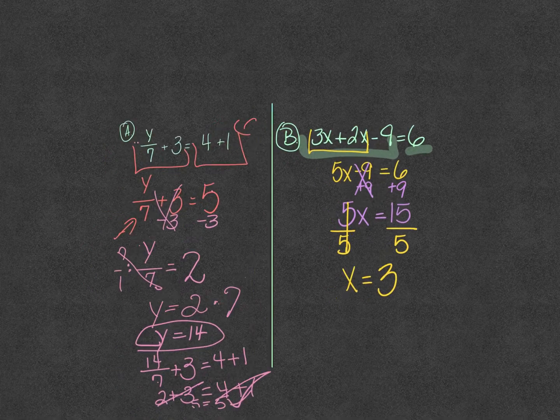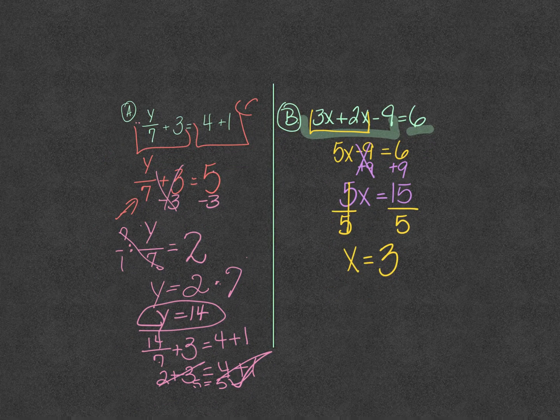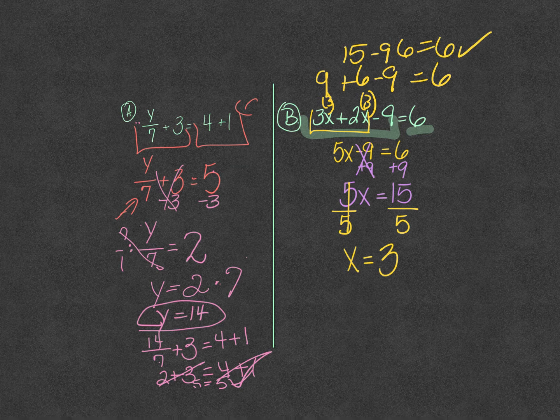Now, if I bring it back up here this time and I'm going to check my answers, I'm going to multiply 3 times 3, 2 times 3, okay? Which 3 times 3 is 9, plus 2 times 3 is 6, minus 9 equals 6. All right, so 9 plus 6 is 15 minus 9, and that also equals 6. So 6 equals 6, and that checks out.